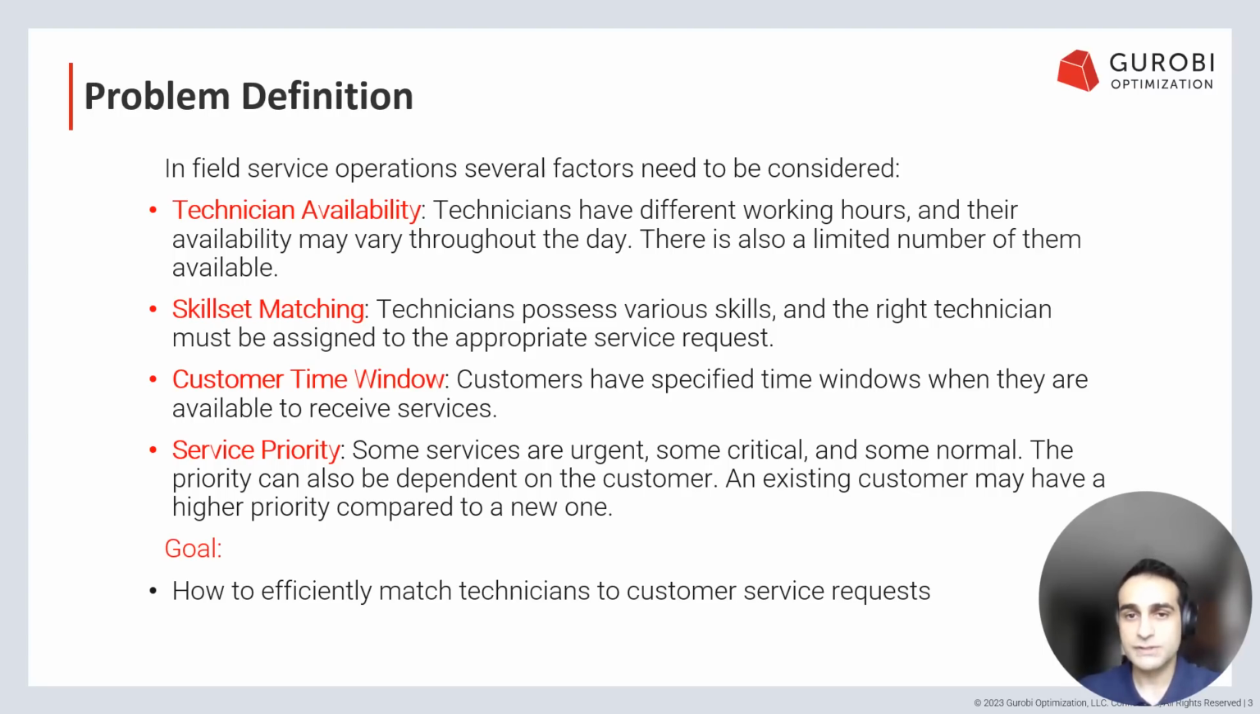In field service operations, there are usually a few constraints to consider. One, technician availability. We have limited technicians, and they can have different availabilities and schedules. Two, skill set matching. Not everyone is qualified to do all the jobs, so we need to match the right skill to the right job. Three, customer time windows. The customers have specific time frames during which they are available to receive services. And four, service priority. Sometimes priorities come from the nature of the job. For example, one is urgent and one is not.